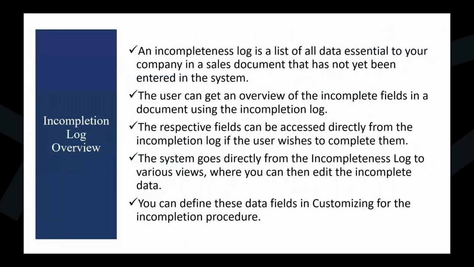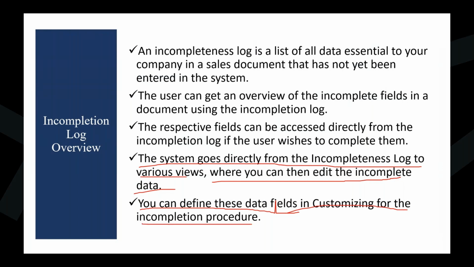the system goes directly from the incompleteness log to various views where you can then edit the incomplete data. That's what I showed you. So the system will take you to the particular views where you need to enter the information, and once you enter the information, it will get completed. Okay. Now you can define these data fields in customizing for the incomplete procedure.